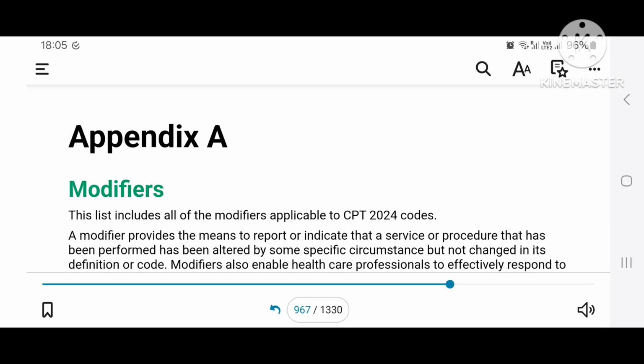And I hope that you all would have understood about the common modifiers which we use in addition to CPT codes to describe the modification that is done with the surgical procedures. In the next video, I will discuss about medical terms which we use commonly in the CPT book. Thank you.